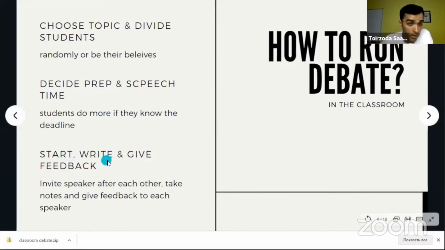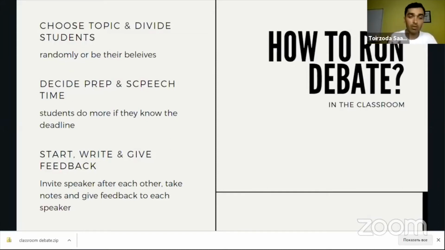Then start your debate. As a judge and as a teacher, you have to have clear notes, a white paper, and write what your students are saying. Taking notes is very, very important as a judge. After that, they perform their speech. After the debate is over, you have to invite each speaker and give them feedback individually. This is very important for the debaters to hear their strengths and weaknesses in order to improve for the next time. So try to mention at least one point to level up your students.